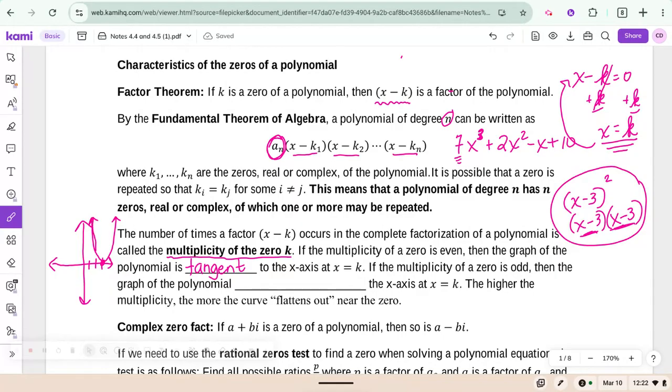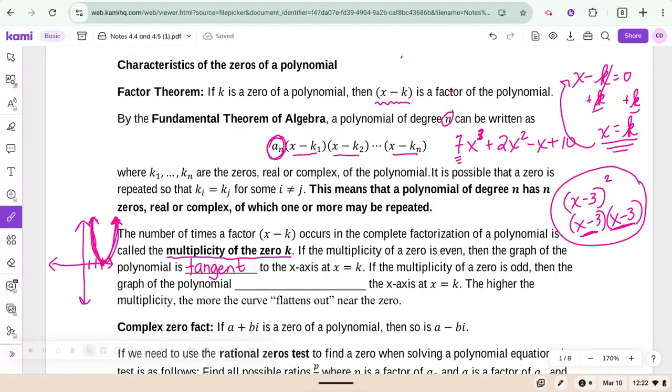The graph would just touch the x-axis at that point. I like to think of it as kind of bouncing off of the x-axis. It doesn't actually cross the x-axis there. It just touches the x-axis at that one point. And that's what we mean by tangent to the graph.